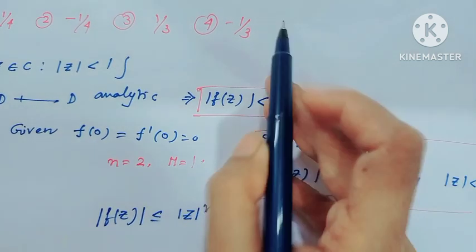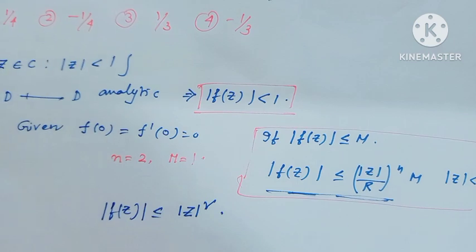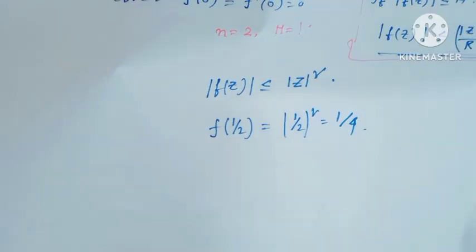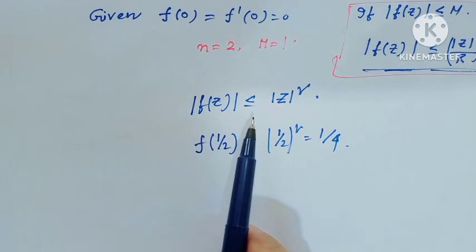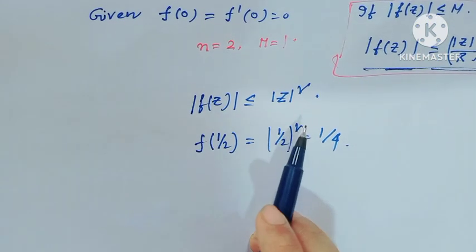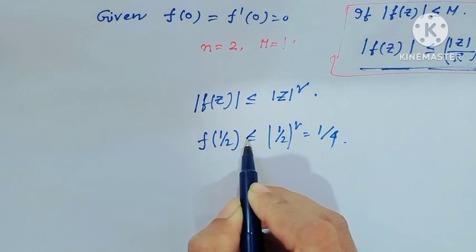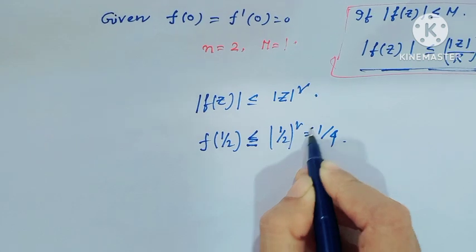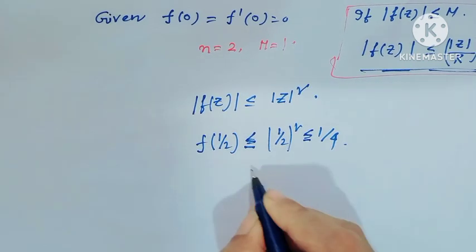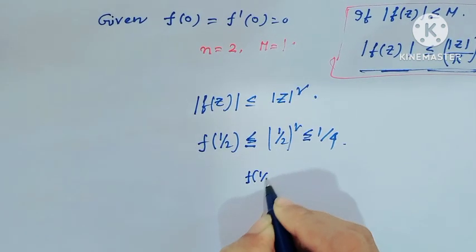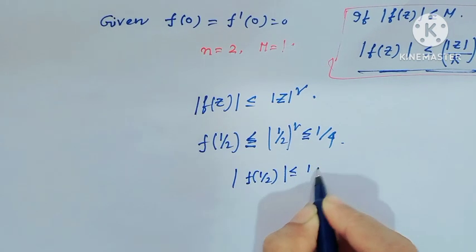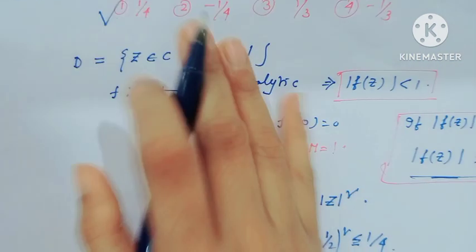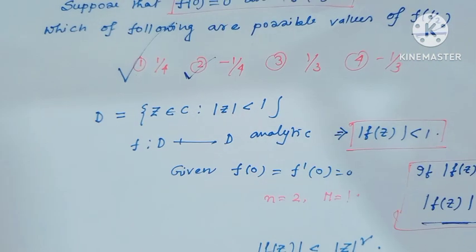Therefore, just put the value: what is the possible value of f of half? Since here we have modulus of f(z) less than or equal to modulus of z whole square, that means f of half is less than or equal to the absolute value of (1/2) whole square, which is less than or equal to 1/4. That means f of half lies between 1/4 and minus 1/4. So this value would be option 1 and option 2. This is the right option.